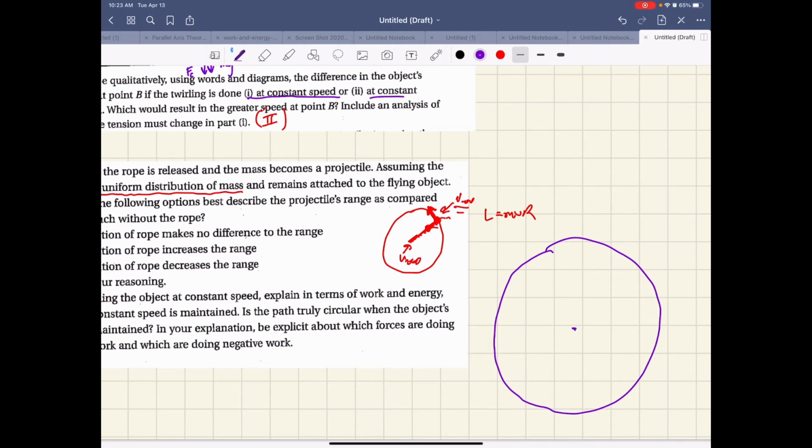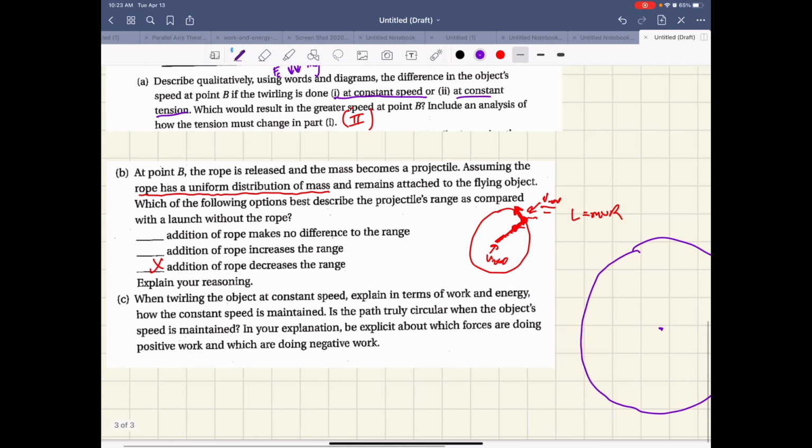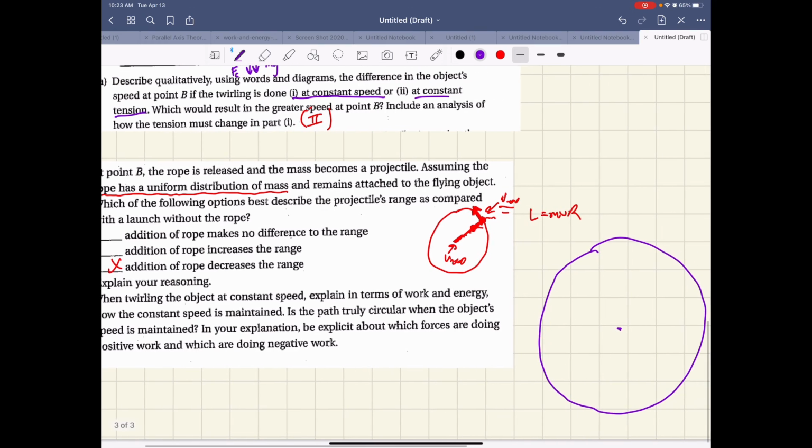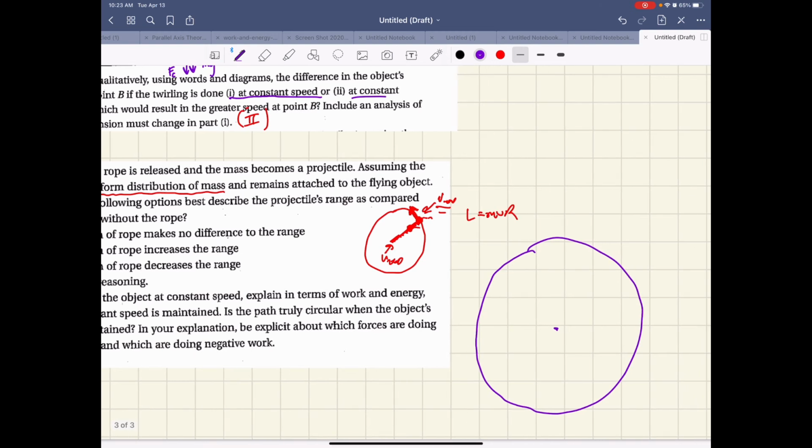So if the object is being twirled at a constant speed, let's think about it right here for argument's sake. An object right here.